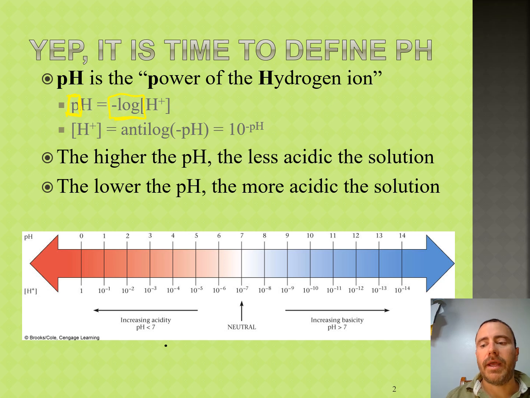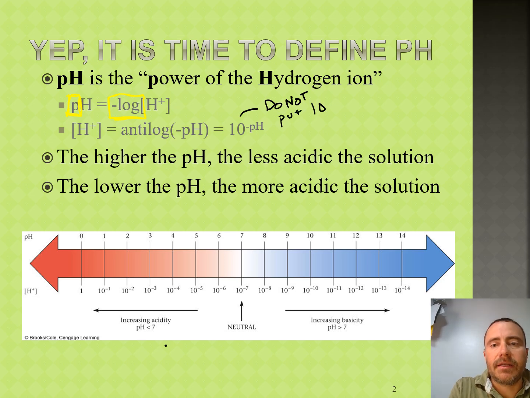Another way of doing this is we can work backwards. I could find the H plus concentration by taking the anti-log of the negative pH, and that is 10 to the negative pH. Do not put 10 in your calculator and then raise it to the negative pH.